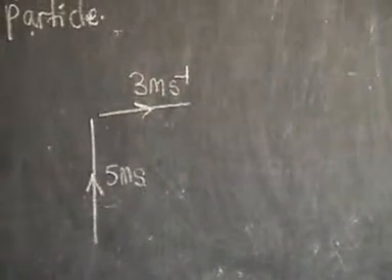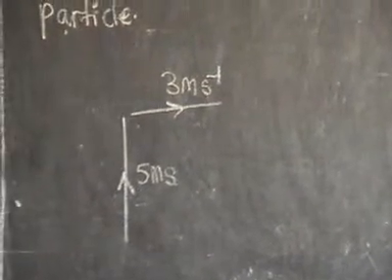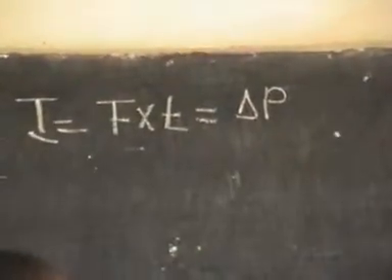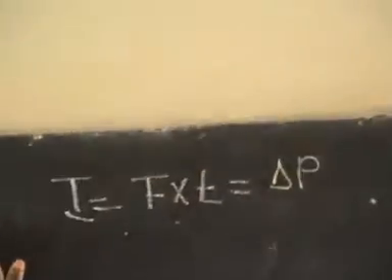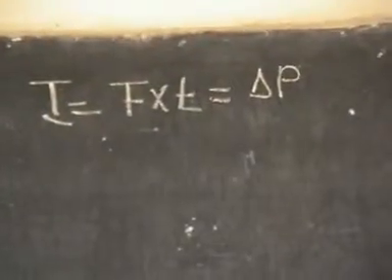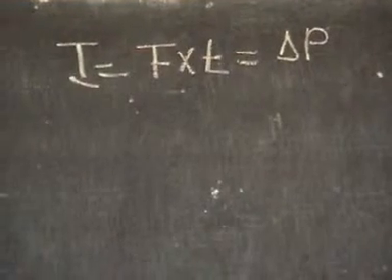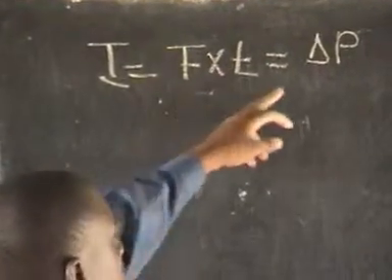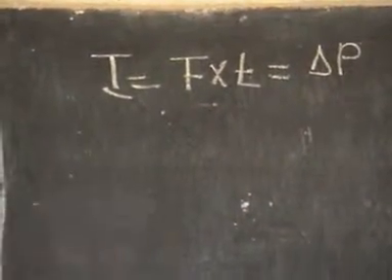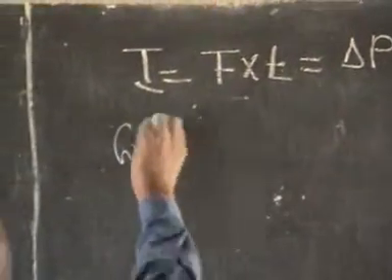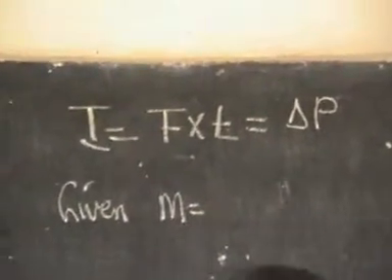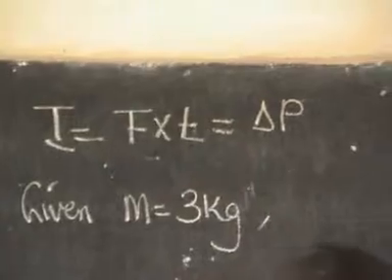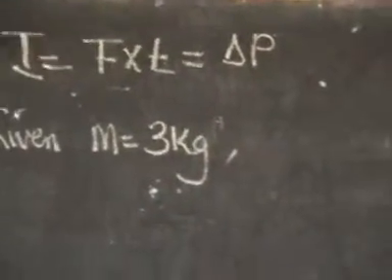So from what we have seen so far, we know that impulse is equal to the change in momentum. So this is the tool that we are going to use in order to answer the given question. Depending on what has been given, it will dictate which of the two we are going to use. The mass is 3 kilograms. Now this is in 2 dimensions.